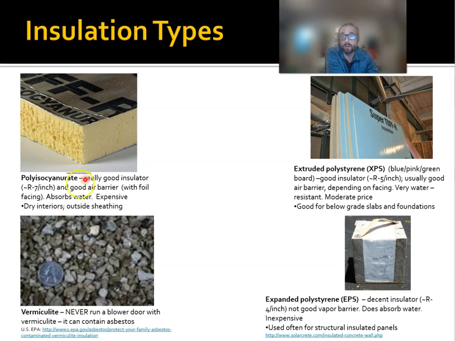It's a really good insulator, R7 per inch. So if you remember, the fiberglass and the cellulose and all that is like R3, 3.5 per inch. So this is twice as good of an insulator, but it does absorb water. You put this foil facing on it to help prevent water from just going right in all the time, and also to prevent airflow. So it's a good air barrier, but you don't want it to get wet at all. So it's got to be dry. But that's your highest R value per inch of all the common types.